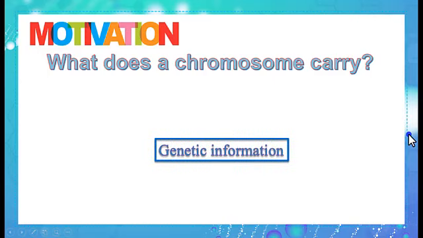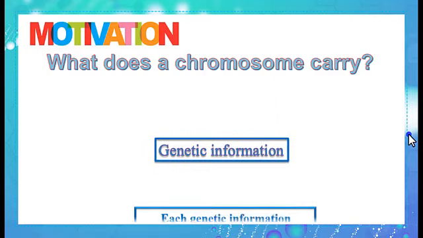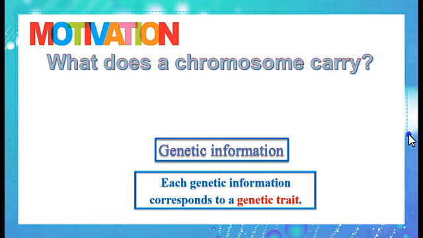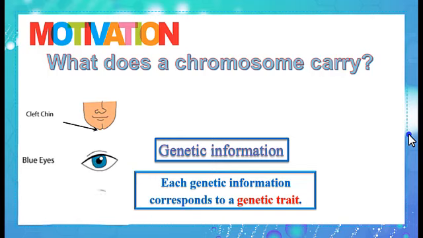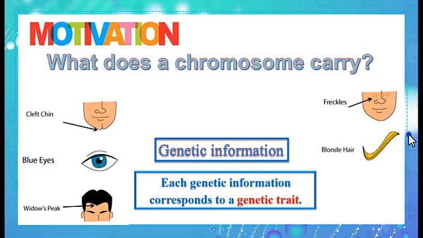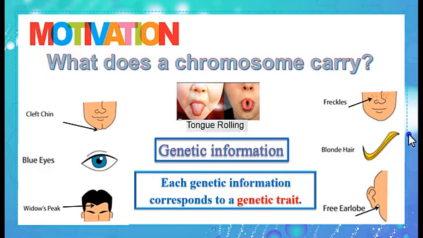Excellent. Genetic information. Each genetic information corresponds to a genetic trait. Examples: cleft chin, blue eyes, widow's peak, freckles, blonde hair, free earlobe, and tongue rolling. All of these and many other genetic traits are carried on chromosomes.